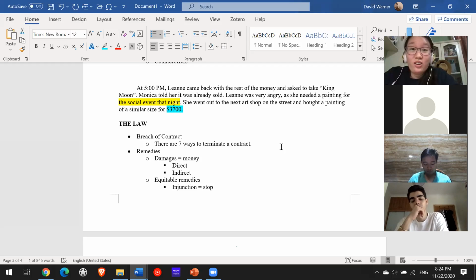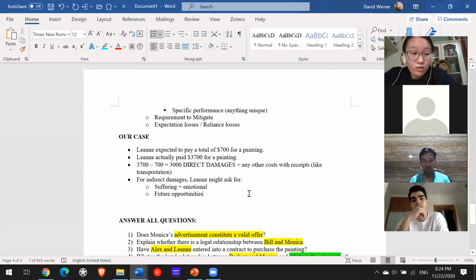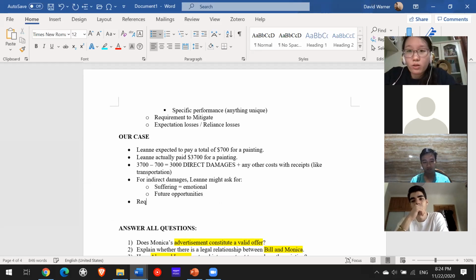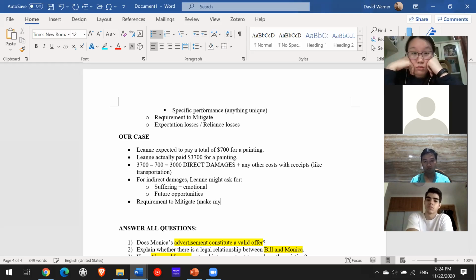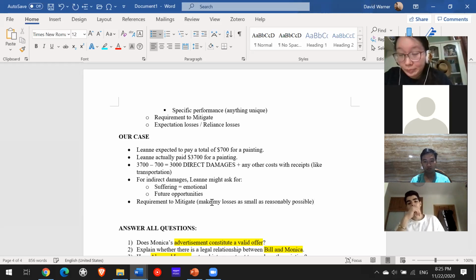No, because in law, it usually is arguing for someone who is of lesser economic or social status. It's not about our status. It's not that you have more or less money. It's that I cannot use the law to punish people. I have a requirement to try to make my losses as small as reasonably possible.